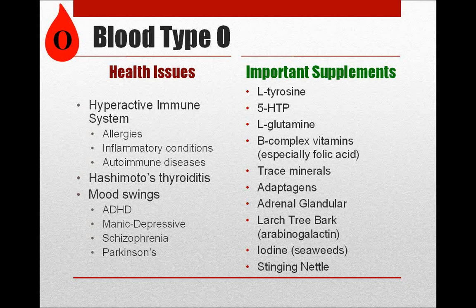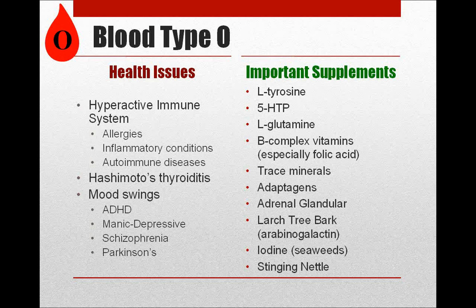Adaptogens, adrenal glandulars, the arabinogalactan actually helps the immune system with the O without overdriving it. Iodine, your black walnut, your seaweeds, things like that, even your potassium iodide supplements, those are all very good for helping an O rebalance a lot of the endocrine system.